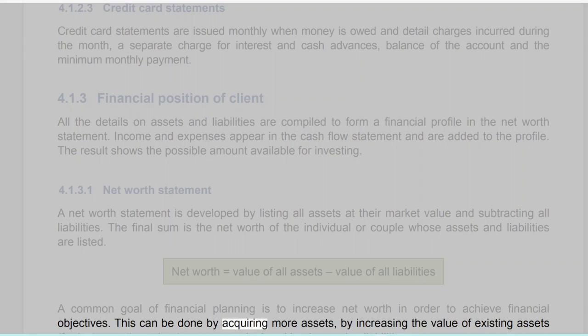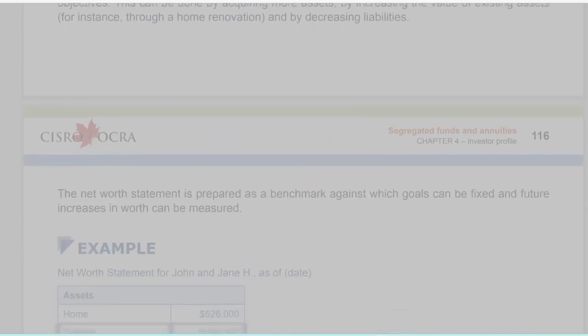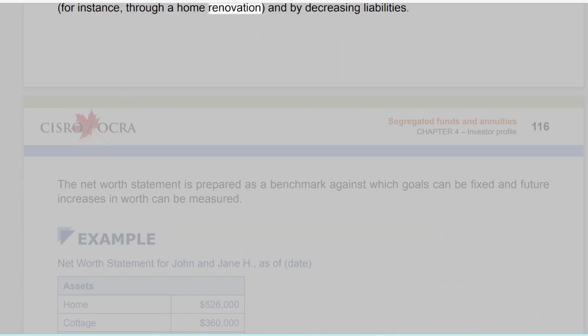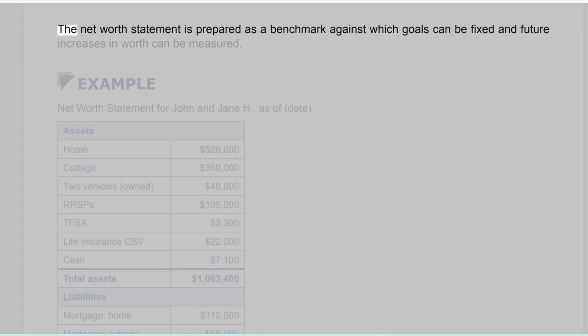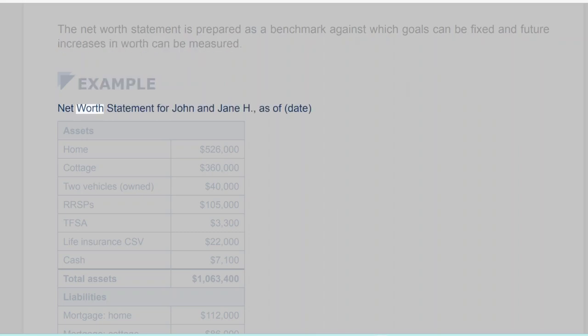This can be done by acquiring more assets, by increasing the value of existing assets, for instance, through a home renovation, and by decreasing liabilities. The net worth statement is prepared as a benchmark against which goals can be fixed and future increases in worth can be measured. Example: net worth statement for John and Jane H. as of due date.